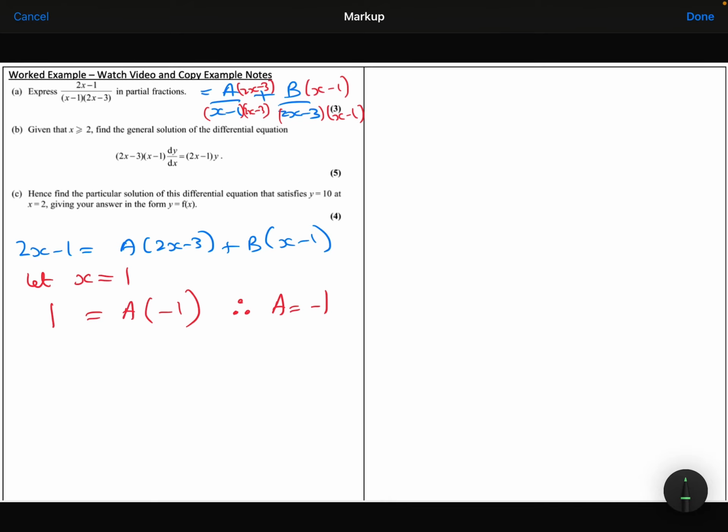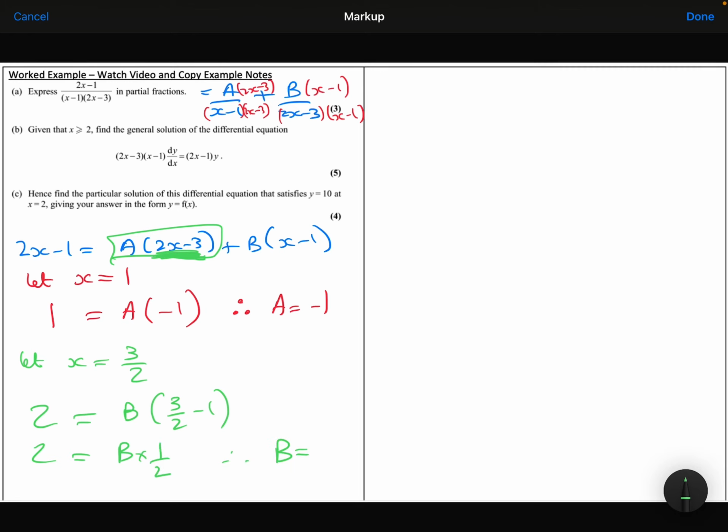Now let's work out B. So let's let x equal 3 over 2, so that this term here becomes 0, and therefore all of this will be 0. So substituting that into the left hand side, I've got 2 times 3 over 2, which is 3, minus the 1 is 2. And substituting that into the right hand side, I've got B times 3 over 2 minus 1. 3 over 2 minus 1 is a half. So therefore B has to be 4, because 4 times a half is 2.